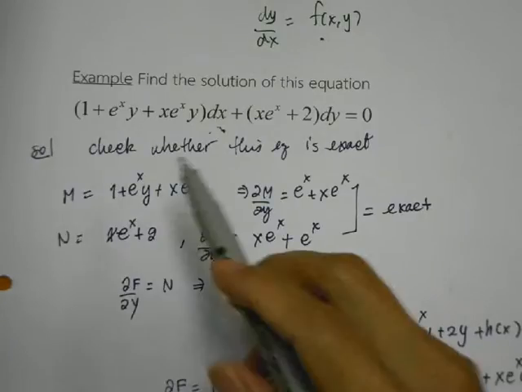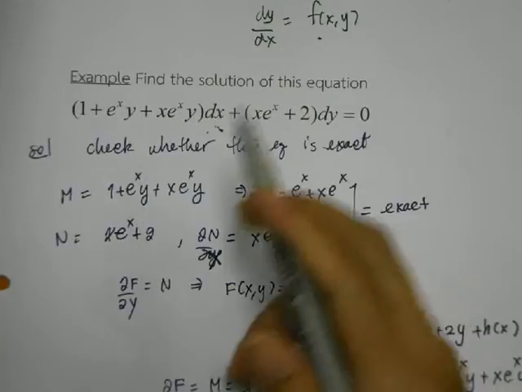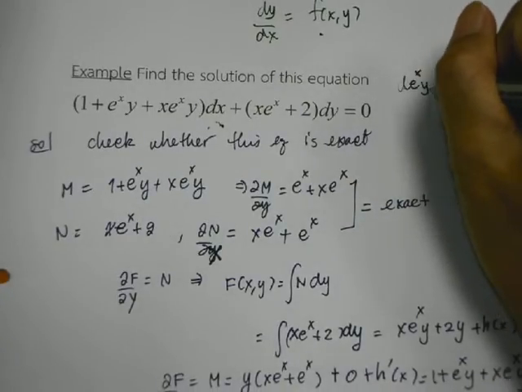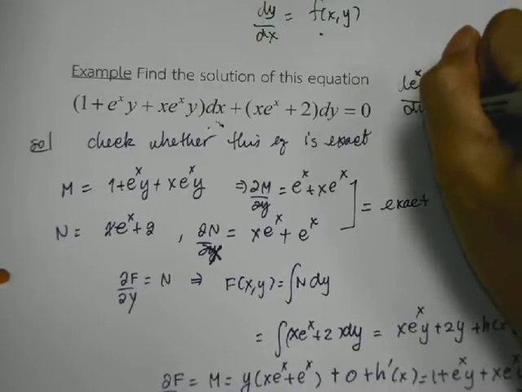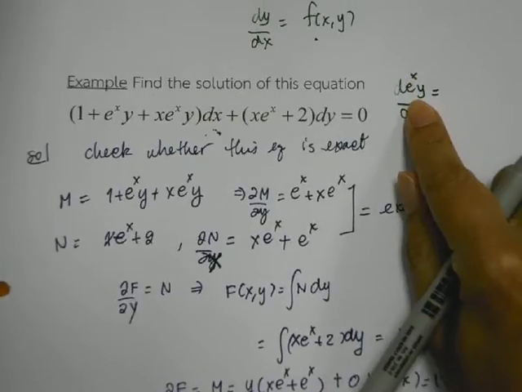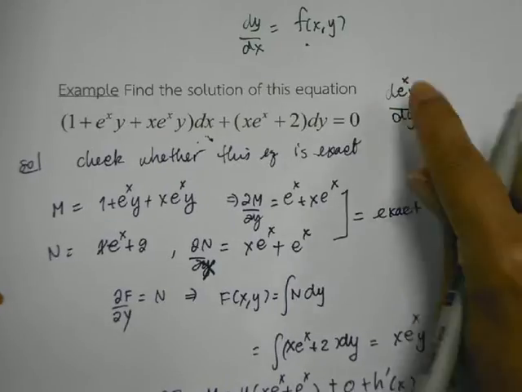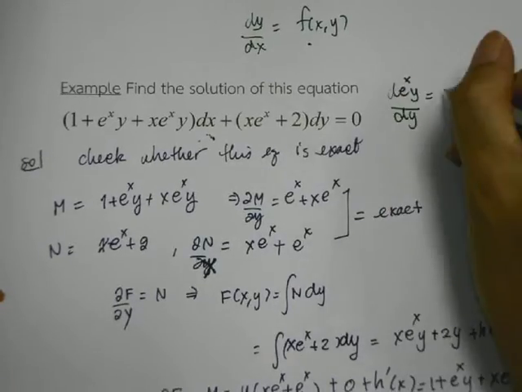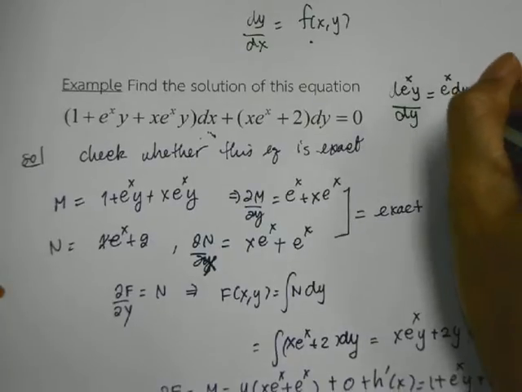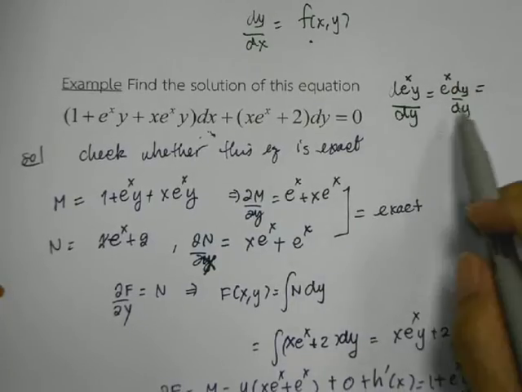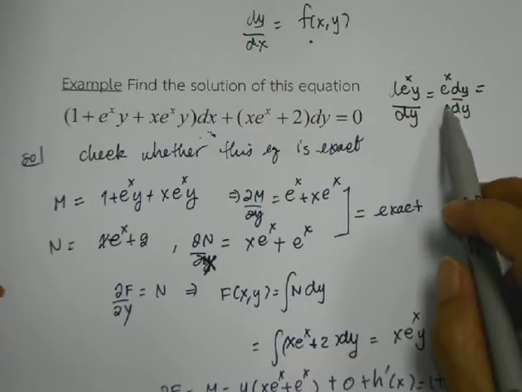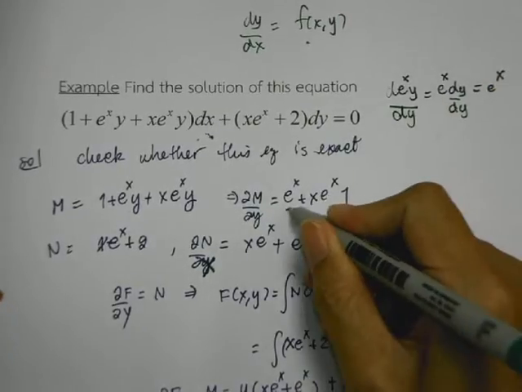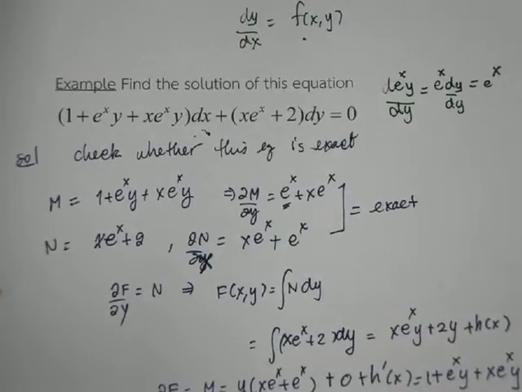So in this case, you do d(e^x times y)/dy. If you look at x as the constant, then you can take e^x out of the differential term. That's why you get e^x. That is the first term there.